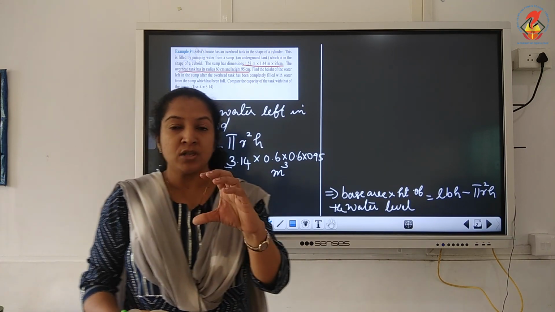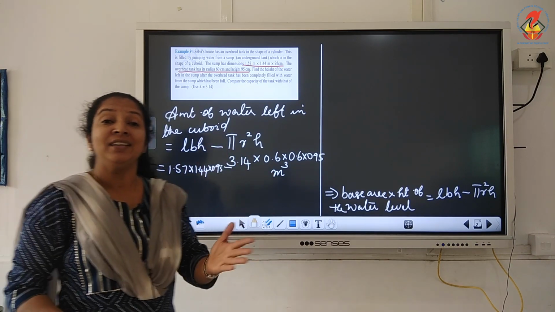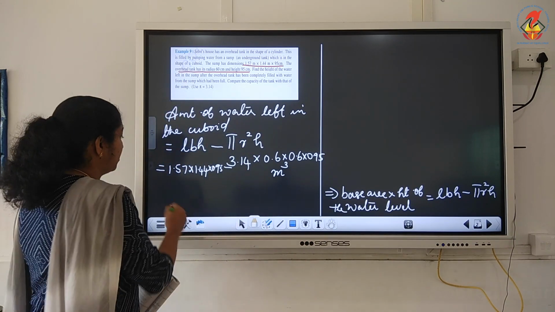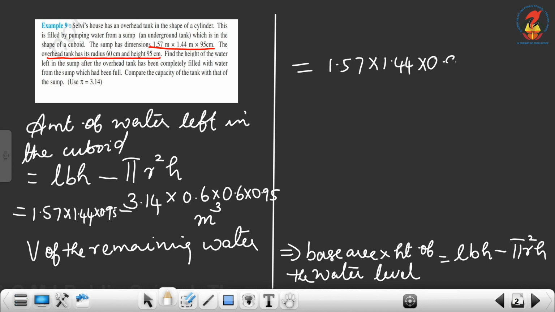So the amount of water is actually this much remaining there, but how can you find the height? It is actually the volume of the remaining water, isn't it? The volume of the remaining water is equal to this much, that means 1.57 into 1.44 into 0.95 minus 3.14 into 0.6 into 0.6 into 0.95.